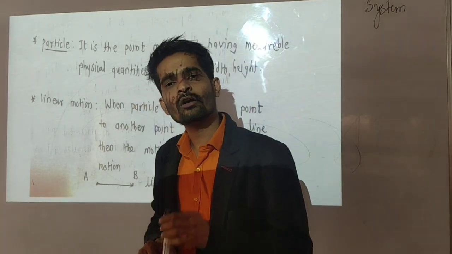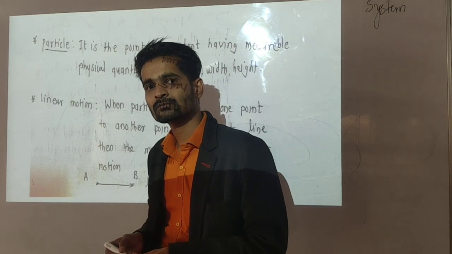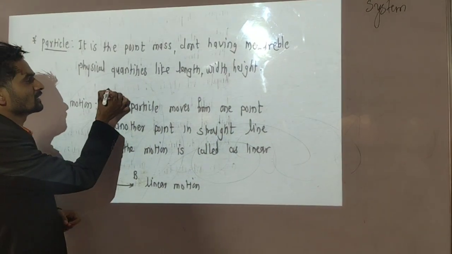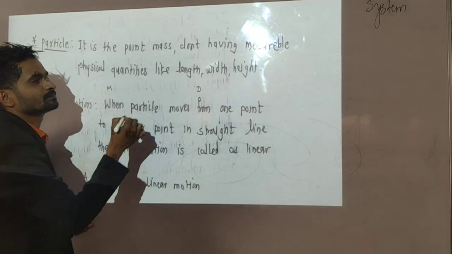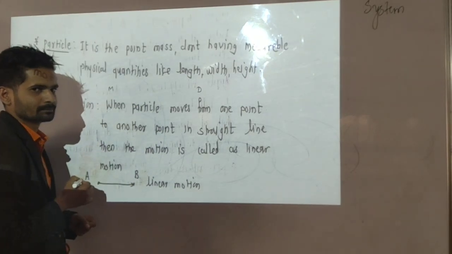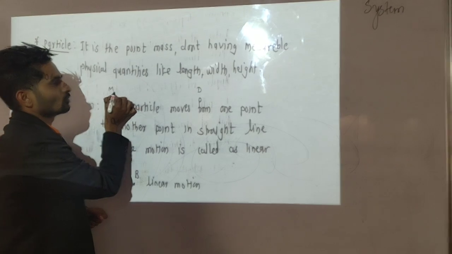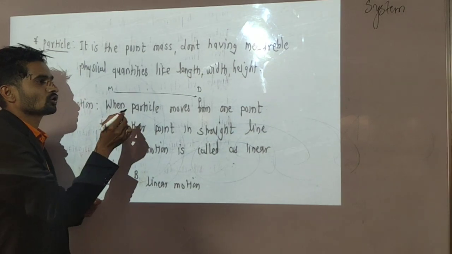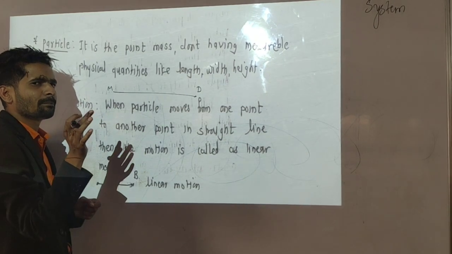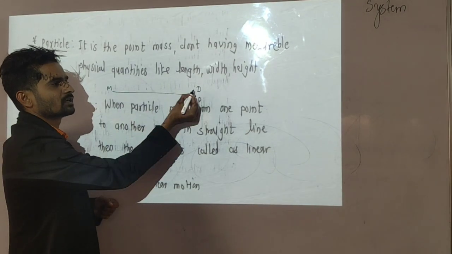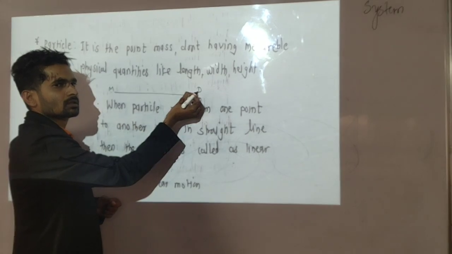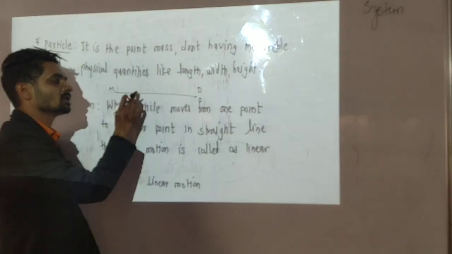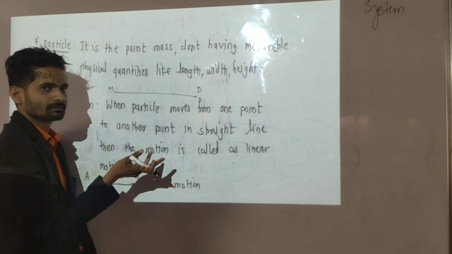For example, take the example of a train. Let the train have 15 compartments. When these 15 compartments move from Mumbai to Delhi, at that time the whole train is considered as a particle, because while studying the motion of the train, we are considering the total distance covered by the train from Mumbai to Delhi. That's why the train is considered to be a particle. The train is huge, but still we are considering it as a particle.